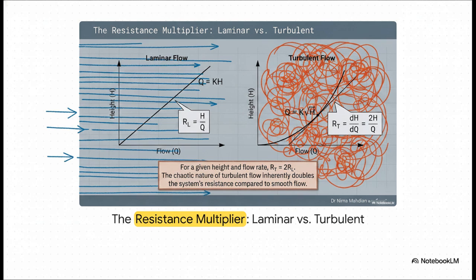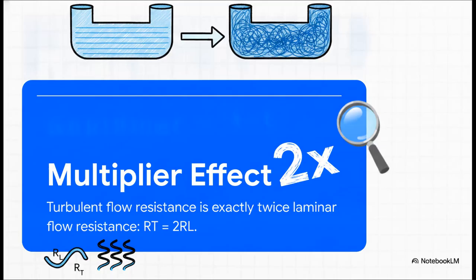But remember how we said turbulent flow is the industrial default? Yeah, that makes our math a whole lot harder. In a laminar system, resistance is just a nice, straight, linear line. But in a turbulent system, it's a parabola. So when we take the derivative to figure out the resistance at one specific operating point, we actually get 2h over q. So here is the absolutely crucial takeaway, the multiplier effect.